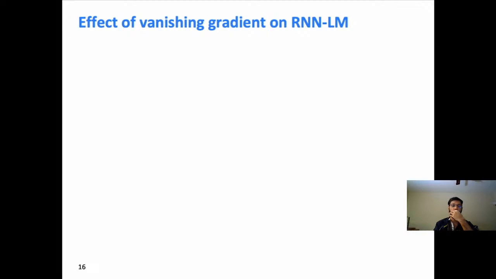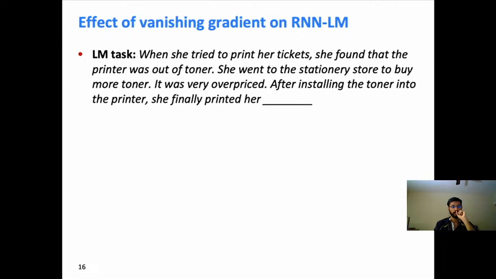So last week we learned about RNN language models, and if you remember, language modeling is a task where you have some kind of text and then you're trying to predict what word should come next. So here's a piece of text. It says, when she tried to print her tickets, she found that the printer was out of toner. She went to the stationery store to buy more toner. It was very overpriced. After installing the toner into the printer, she finally printed her. And can someone shout out what word do you think should come next?